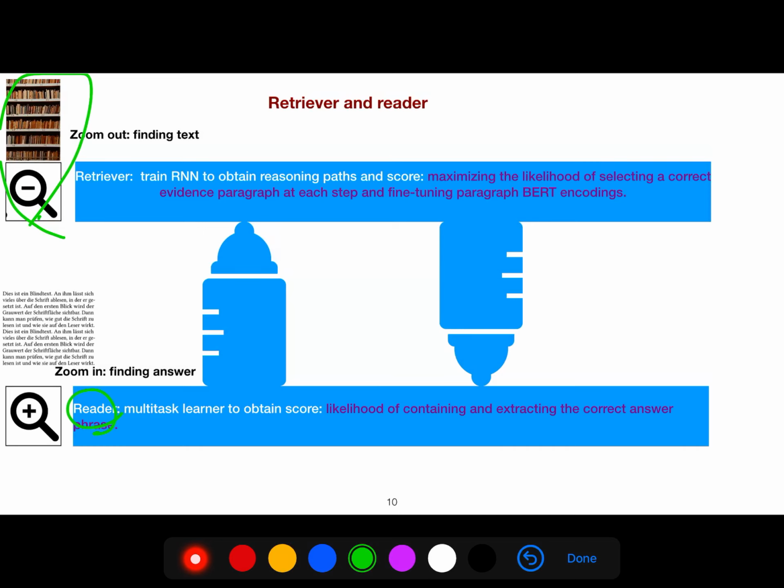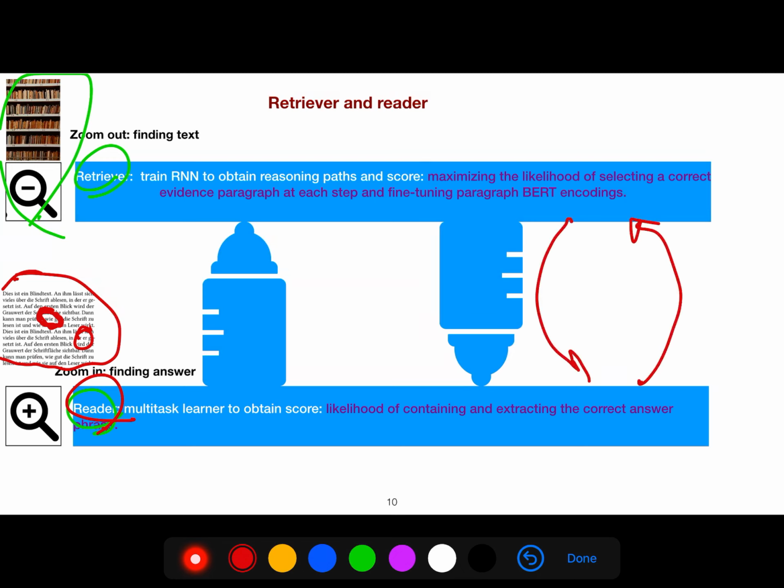But when we zoom in, I mean the reader and retriever. In the reader, we zoom in. We have already found the paragraph. We want to know what is... Oh, I got the answer. This is the answer, for example, or this word is an answer. So we zoom in and we find the answer. And there is, as I said, a coupling, because we want the answer to be robust, not just any answer.